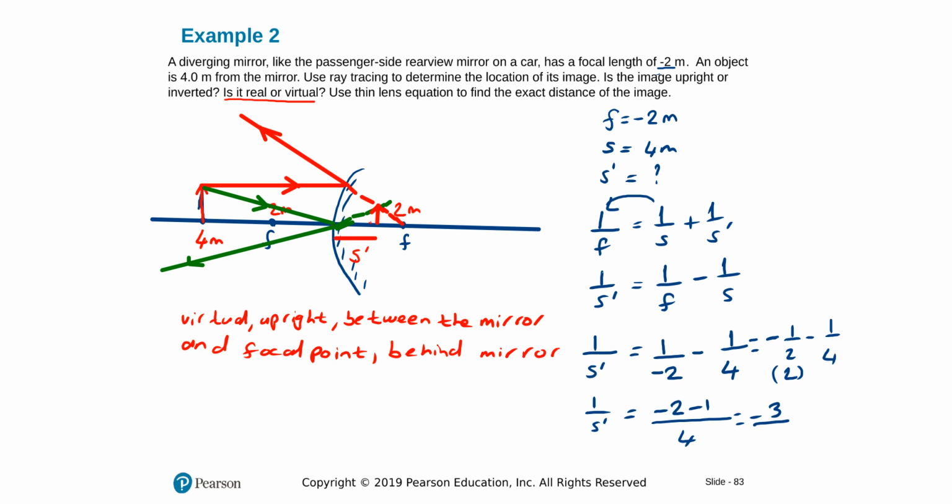Minus 3 over 4. Minus and minus is now added, right? And finding minus value. S prime is inverse of that. So S prime is equal to minus 4 over 3. That's about 1.33 meters. And as it should be, smaller than the focal point.